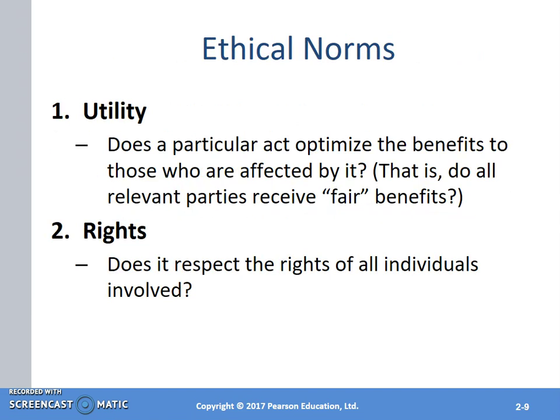When we talk about ethical norms, we have four of them. The first one is utility. Utility means that we look at the benefits: who is the party that will get the benefits of the action. The second ethical norm is rights. When we take some action to be implemented, we have to look at the rights of individuals, whether all the parties' rights have been fulfilled or not.